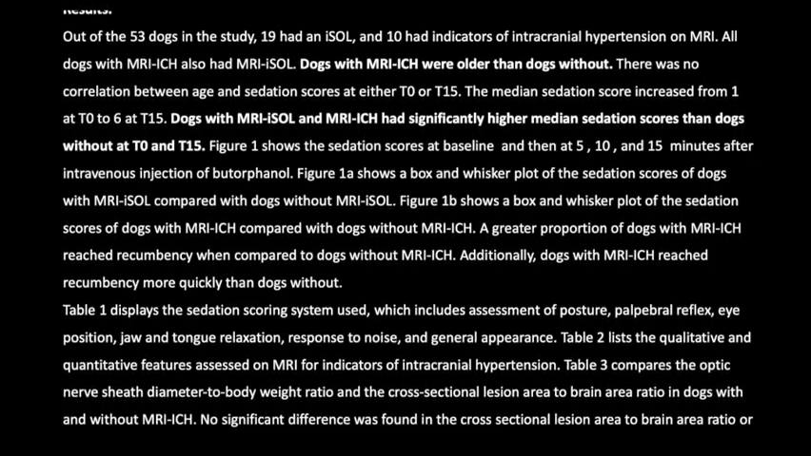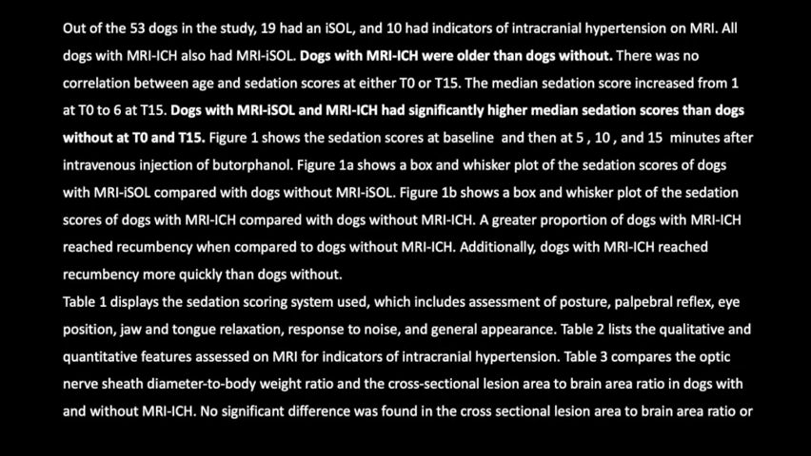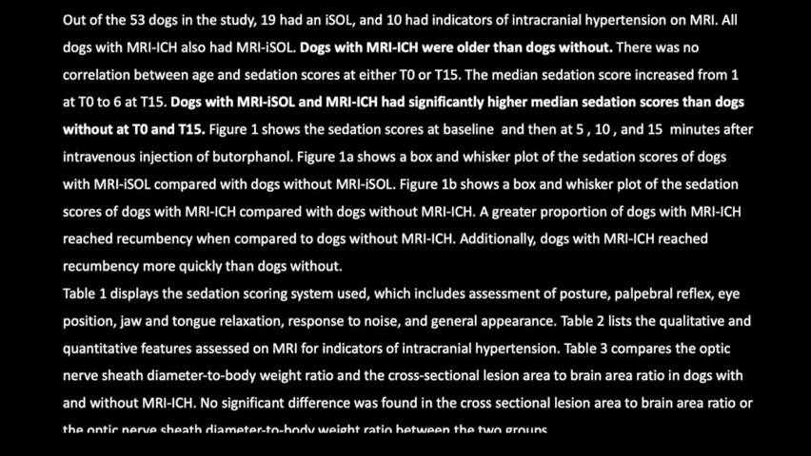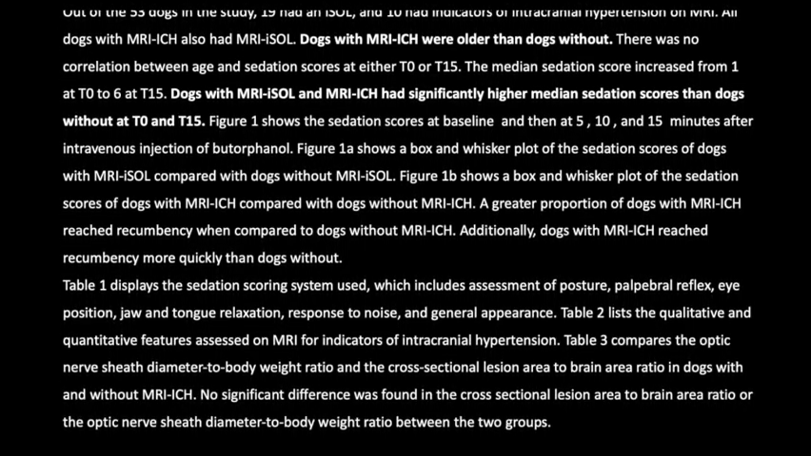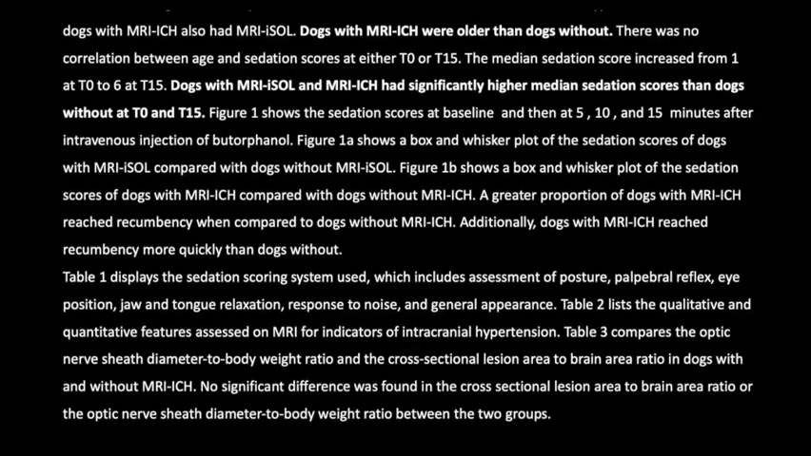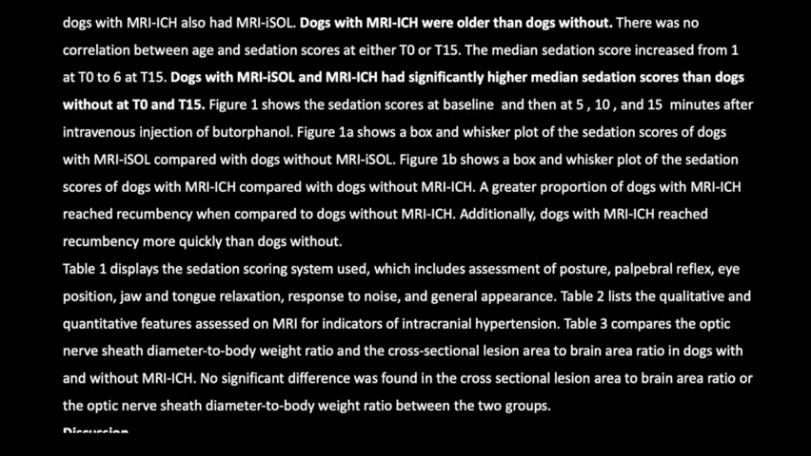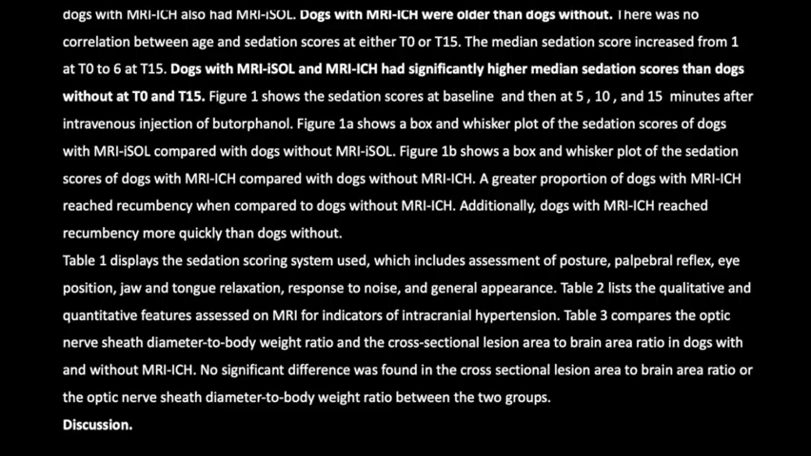A greater proportion of dogs with MRI-ICH reached recumbency when compared to dogs without MRI-ICH. Additionally, dogs with MRI-ICH reached recumbency more quickly than dogs without.